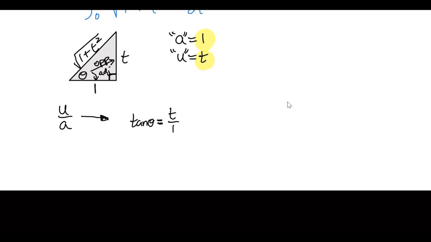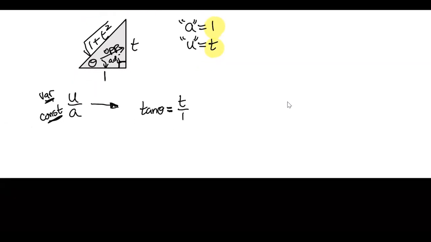So tangent of theta is equal to t. All right. So that u is always the variable part, the single variable. The a is the constant. I make a note of that because people always forget the u and the a, but they remember, okay, the variable goes on the top, whatever that loose variable is, that's going to be on the top of my fraction, whatever the constant is, that's going to be on the bottom.